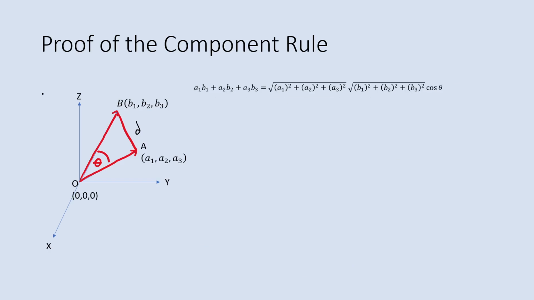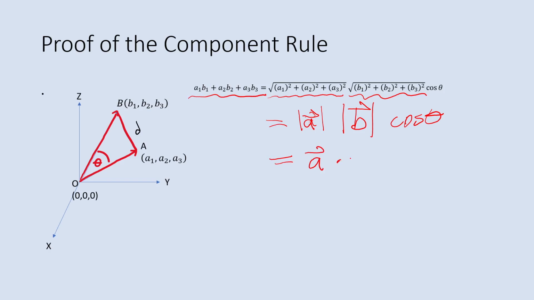Now, think about it. What does the square root of A1 squared plus A2 squared plus A3 squared equal? What it equals is the magnitude of the vector A. And what does the square root of b1 squared plus b2 squared plus b3 squared equal? So when you think about it, it equals the magnitude of the vector b. And cos theta remains cos theta. And so what we have is that this expression on the left is actually equal to the magnitude of A, magnitude of B, cos theta. Well, that is A dot B.